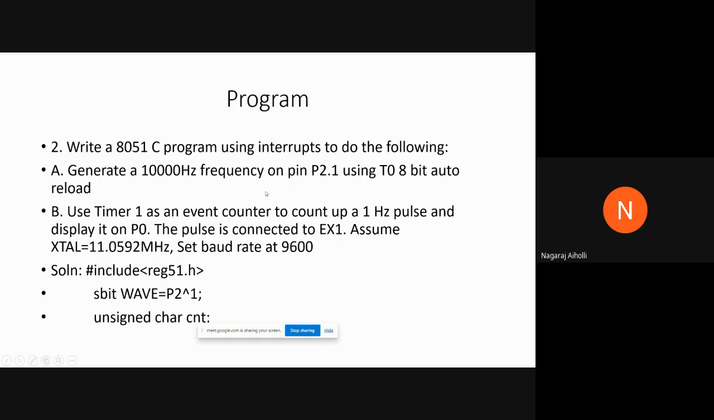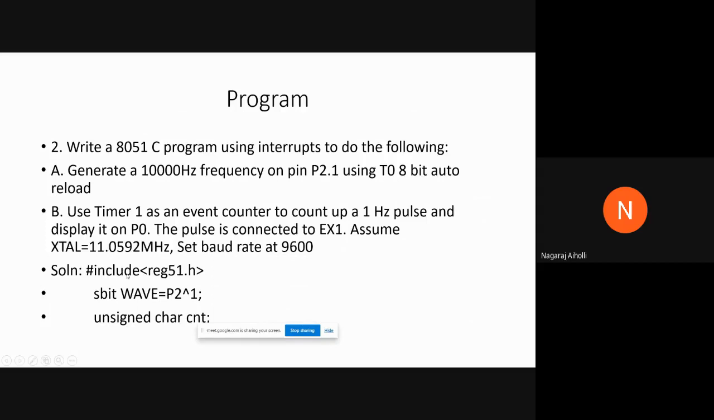Okay, so the count value: the T on or T off whatever we are getting, if we divide by the time of machine cycle, that is 1.085 microsecond, then that will give us the count value. Then if we subtract that count value from the maximum value, here they have asked to use auto reload timer, that is mode 2. In mode 2, maximum value is FF minus the count value, that will give the starting value to be loaded into the TH0 register or into the timer register.